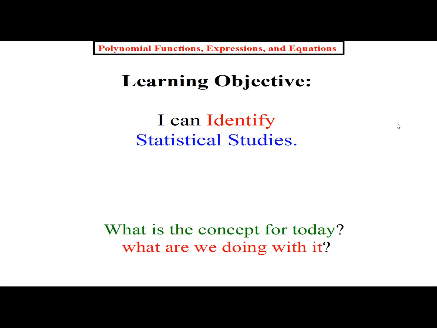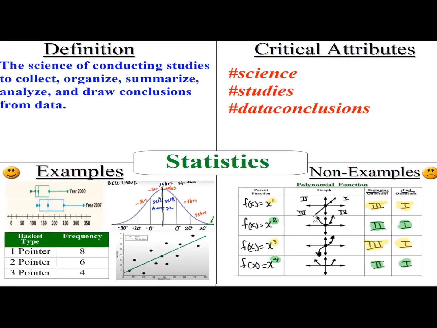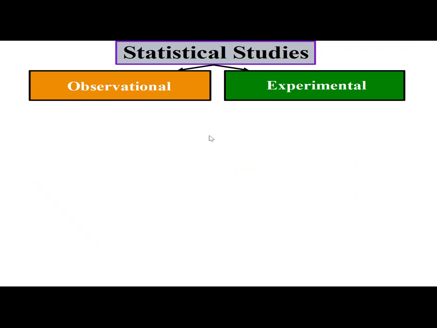All right, our objective for today, I can identify statistical studies. I can identify statistical studies. So as you remember last week, we started with the 2 studies that we practiced here in class. But we've been talking about statistics throughout chapter 1 already and the first weeks of school. We looked at different representations. We know what it is, we know what it's not, and what we're looking for throughout the course. So the two studies that we talked about were observational and experimental.